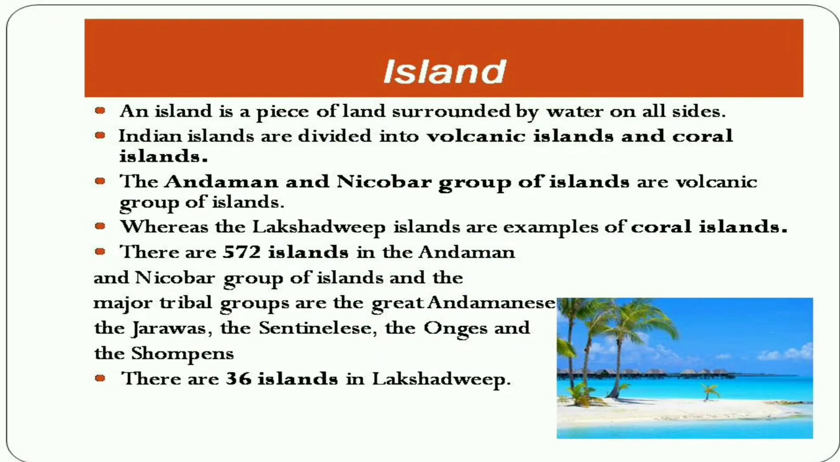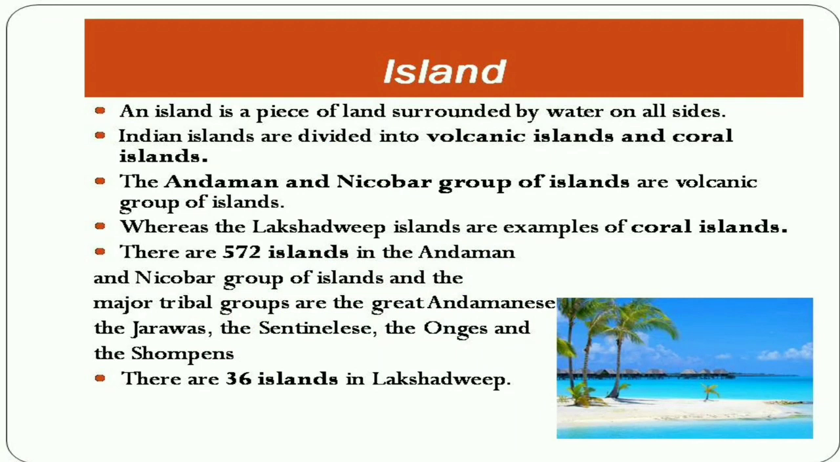Your next topic is an island. An island is a piece of land surrounded by water on all sides. Okay, it's also a landform. Indian islands are divided into two types. One is volcanic island, next is coral islands. Andaman and Nicobar group of islands are examples of volcanic islands, and Lakshadweep islands are examples of coral islands. These islands are found in the Indian Ocean and the Arabian Sea respectively.